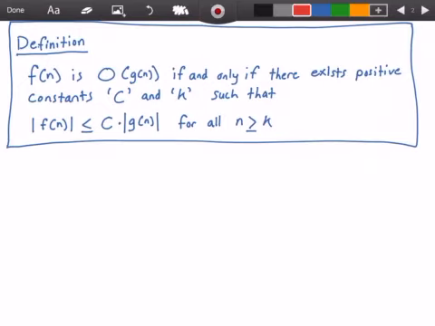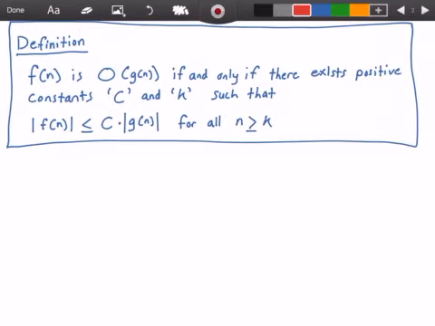So here we have the definition, and it states that a function that we call f of n belongs to big O of g of n if and only if there exist positive constants that we call c and k, such that the absolute value of the function f of n grows less than or equal to some constant that we call c times the absolute value of some function g of n for all values of n that are greater than or equal to some positive constant k.